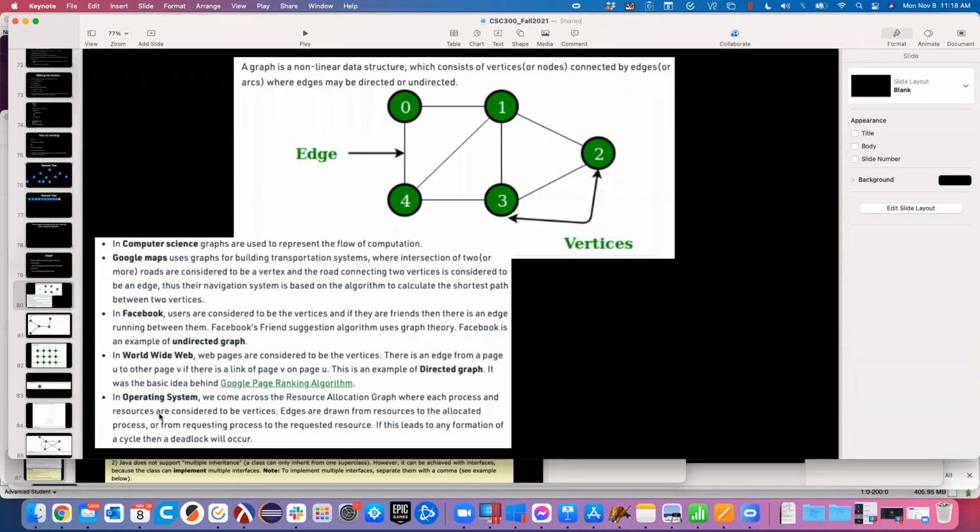The internet, operating systems, resource allocation graph, where each process and resource is considered to be a vertex. Edges are drawn from a resource to the allocated process. So you have a single resource like memory. So memory would be a vertex on the graph. And don't we have lots of programs that are all using system memory at the same time? So you might have 5 processes, 5 different vertices, each connected to that same memory vertex, which is a resource that all your programs are going to be using at some level. All right, so we can use these graph data structures to represent a whole bunch of different things.